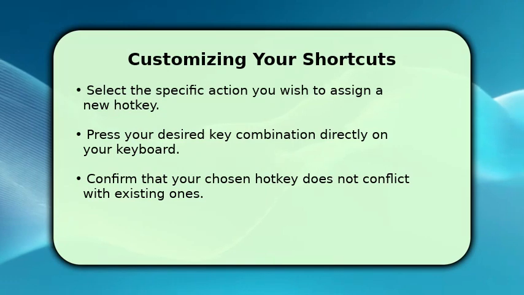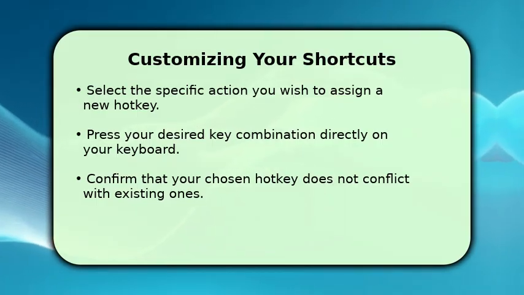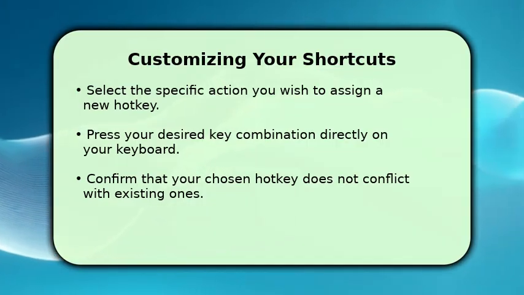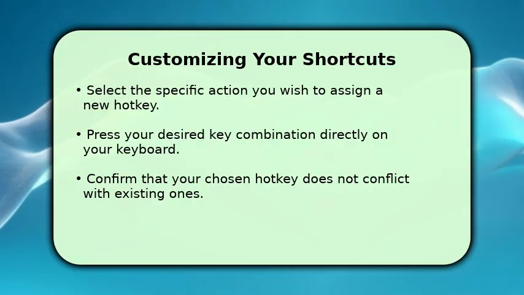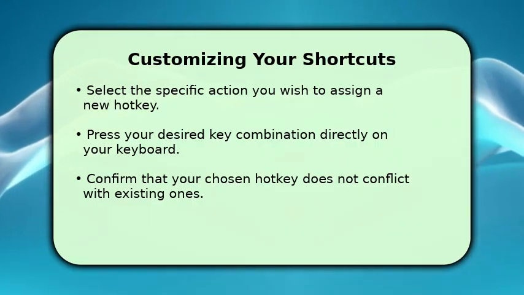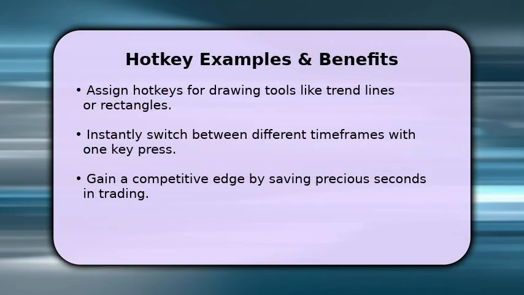Now let's customize. Within the hotkey settings, you will see a list of actions. Simply click on the action you want to modify. Then, press the key or key combination you wish to use as your new shortcut. For example, you might assign Ctrl+T to a trend line tool. The system will usually alert you if there is a conflict, so always double-check to ensure your new hotkey is unique and functional. Imagine assigning T for a trend line or R for a rectangle tool.